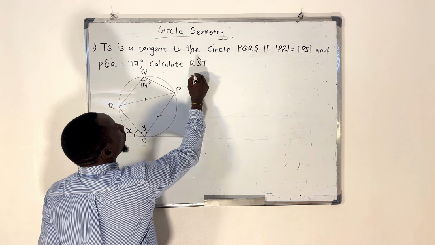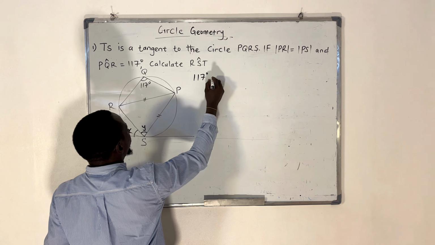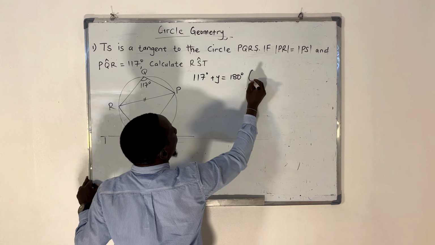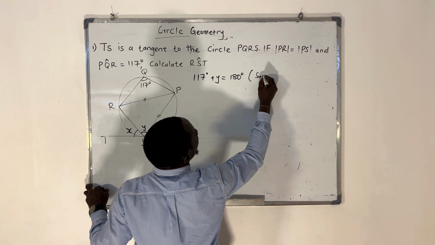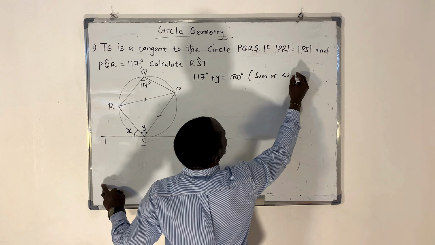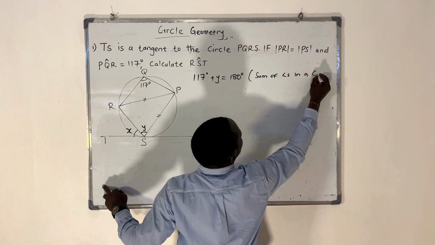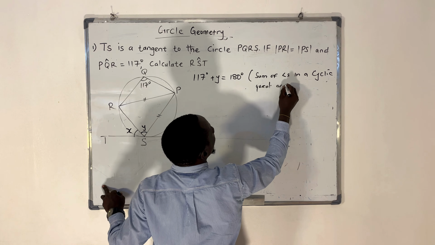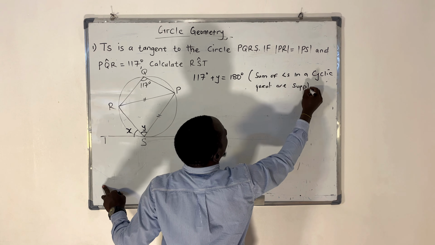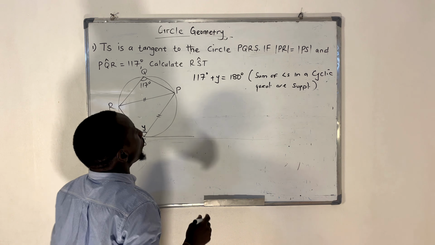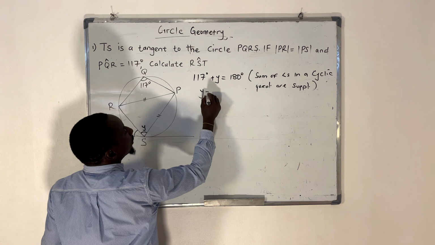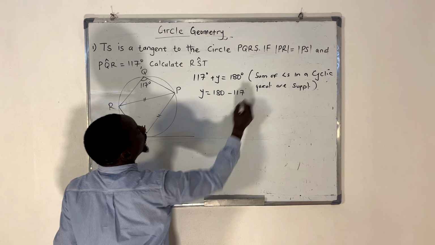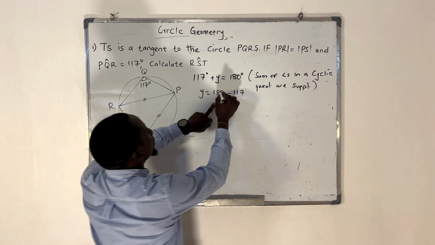So from that theorem, 117 degrees plus Y is equal to 180 degrees. That is, the opposite angles in a cyclic quadrilateral are supplementary. Now, I have Y is equal to 180 minus 117.